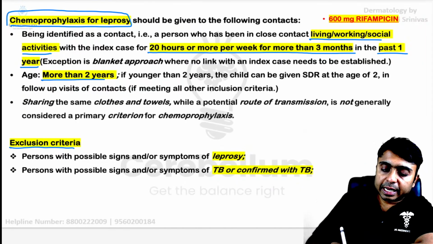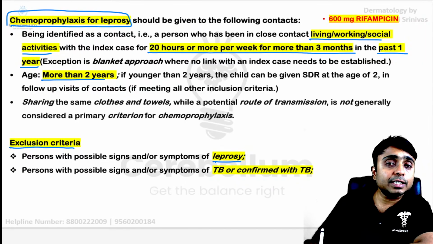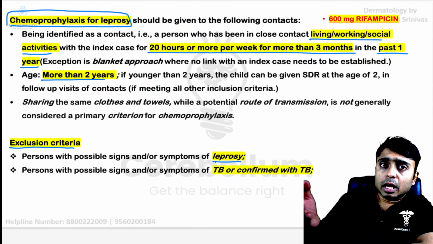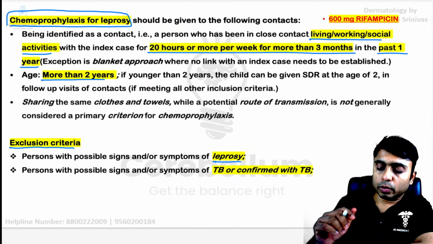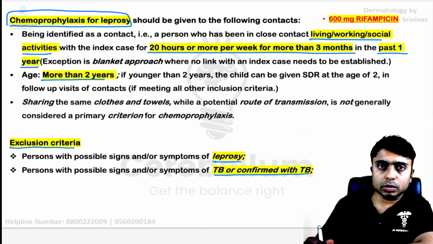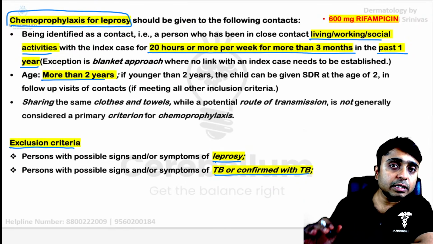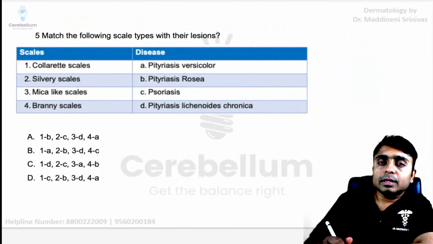And exclusion criteria, remember: this person who is a contact should not have any symptoms of leprosy, in which case we have to give this patient PB or MB treatment, not the chemoprophylaxis. And also any contact who is a case of tuberculosis should not receive this chemoprophylaxis of single dose rifampicin.